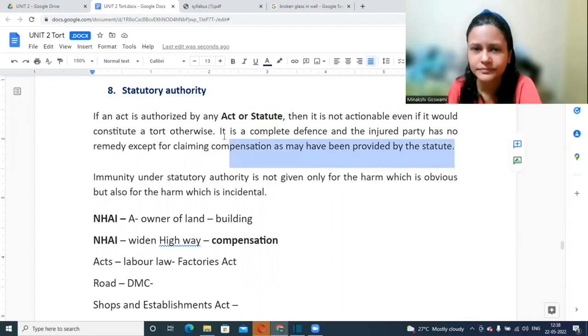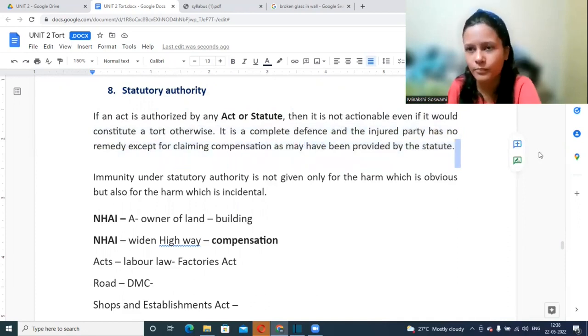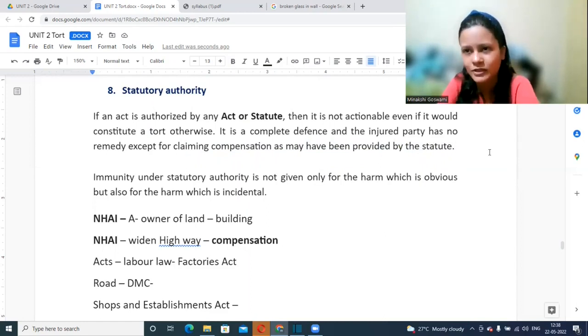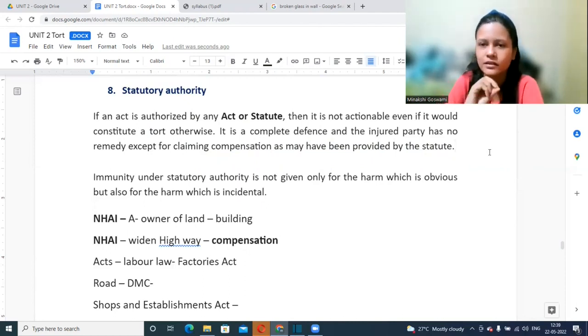Correct. Yes, so it is a complete defense, and the injured person has no remedy except for claiming compensation in case they used more power than what was given, or if some compensation is mentioned under the act. If something is mentioned under the act, only that they can claim. They cannot say that it is trespass or something like that. So it is a very strong defense which we have.